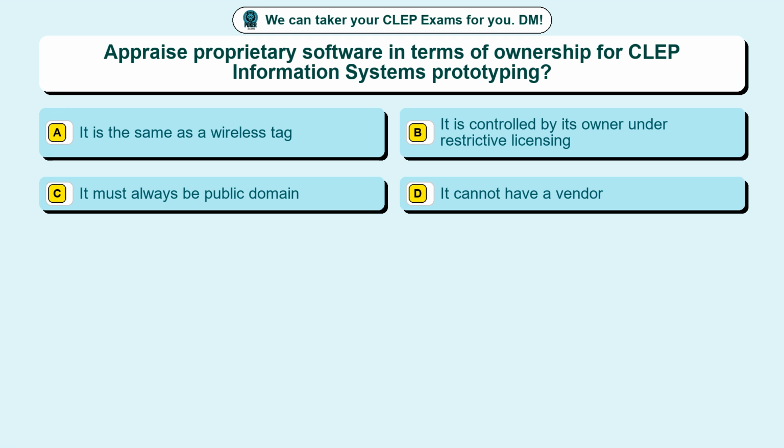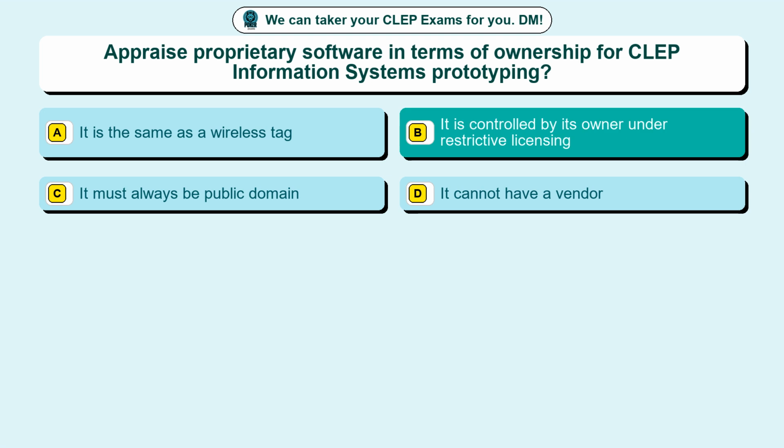Question 94. Appraise proprietary software in terms of ownership for CLEP Information Systems prototyping. Option A, it is the same as a wireless tag. Option B, it is controlled by its owner under restrictive licensing. Option C, it must always be public domain. Option D, it cannot have a vendor. The correct answer is option B, it is controlled by its owner under restrictive licensing.